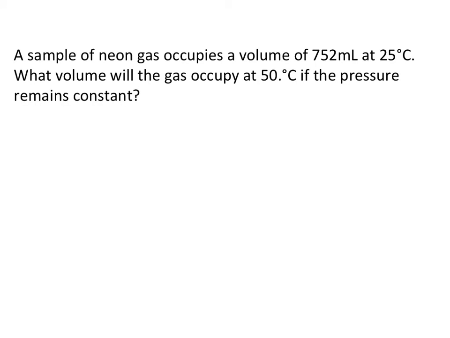Okay, so here's our first problem. So I like starting these by defining our variables. So let's read the problem. A sample of neon gas occupies a volume of 752 milliliters at 25 degrees Celsius. What volume will the gas occupy? So it's looking for volume at 50 degrees if pressure remains constant.